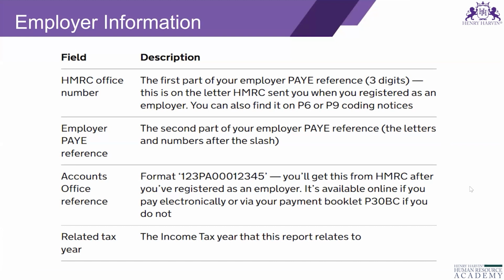Do you remember, if you register offline, you'll receive the accounts office reference number, but for the pay reference, you'll need to follow the online procedure only. Using the basic details, you'll need to register online to get the pay reference number. Then related tax year, the income tax year that this report relates to. So you have to mention the year as well.